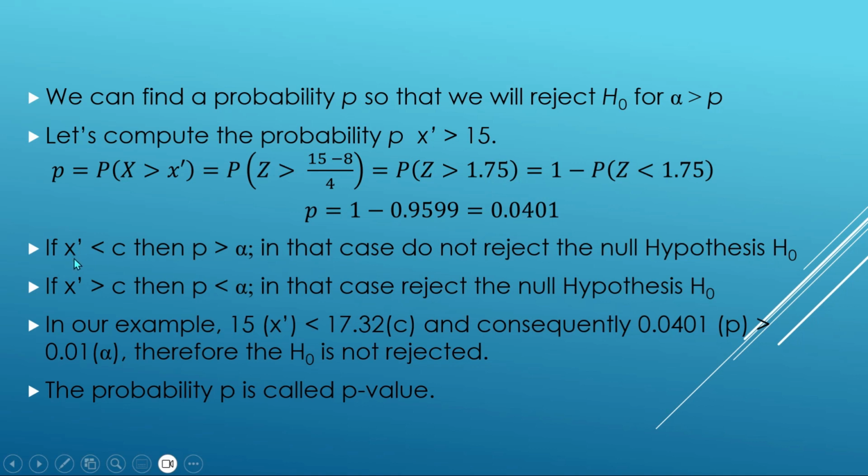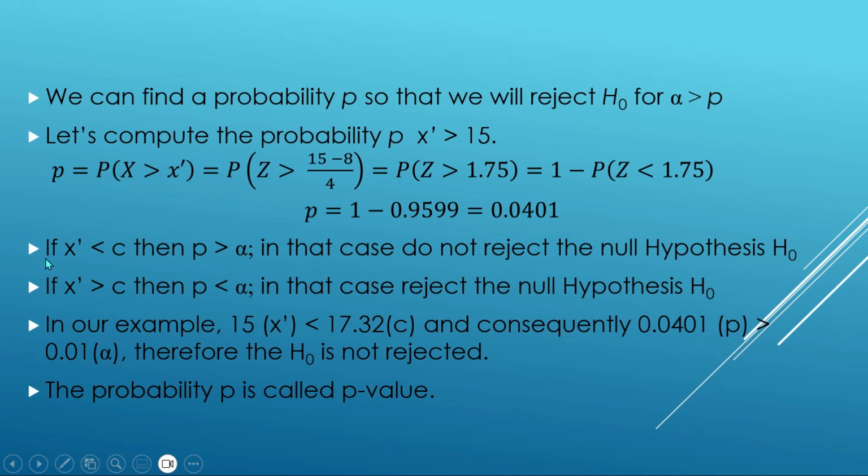If x prime is less than C, then probability P is greater than alpha. In that case, do not reject the null hypothesis at that alpha. If x prime is greater than C, then P is less than alpha. In that case, reject the null hypothesis at that alpha. In our example, x prime, 15, is less than 17.32, where 15 is our x prime value and 17.32 is our critical value, and consequently the 0.0401 probability is greater than the 0.01 alpha.